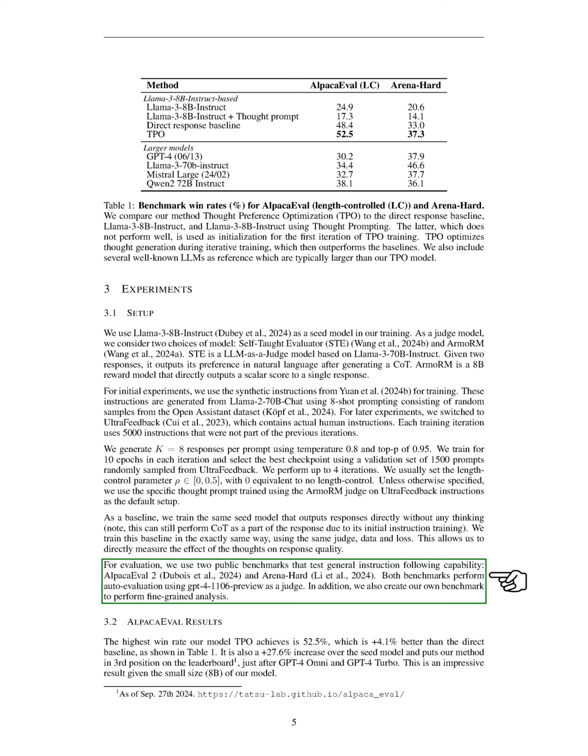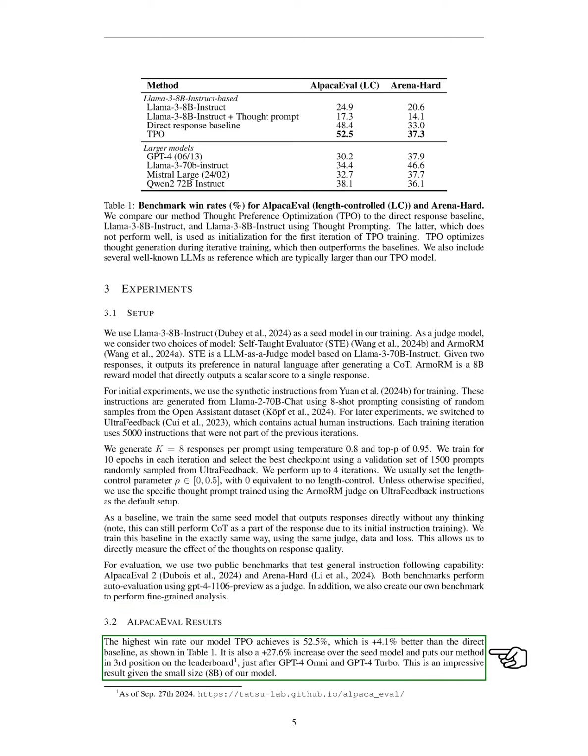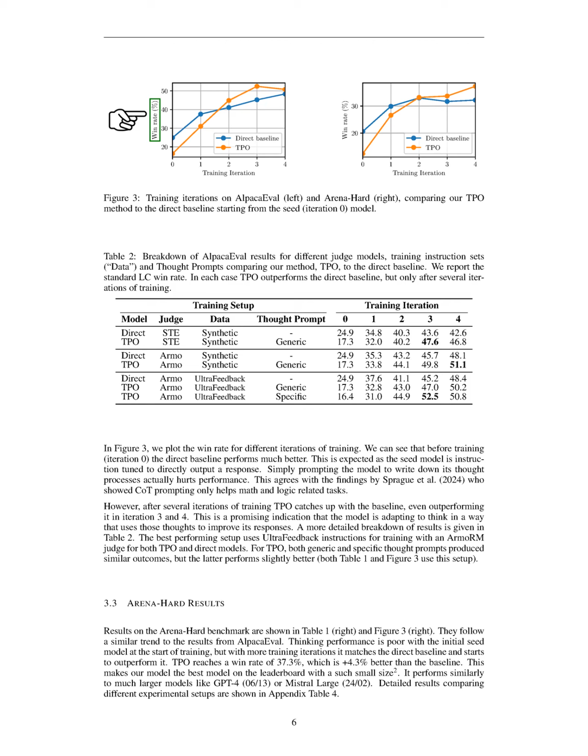Section: AlpacaEval Results. In this section, we present the results of our model, TPO, which achieves a highest win rate of 52.5%. This is an improvement of 4.1% over the direct baseline and a 27.6% increase compared to the seed model, placing us in third on the leaderboard, just behind GPT-4 Omni and GPT-4 Turbo. This is notable considering our model's smaller size of 8 billion parameters.